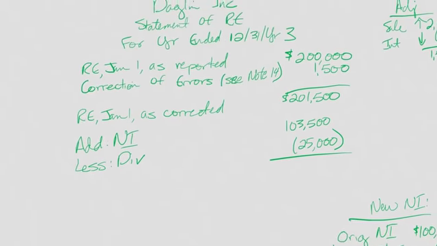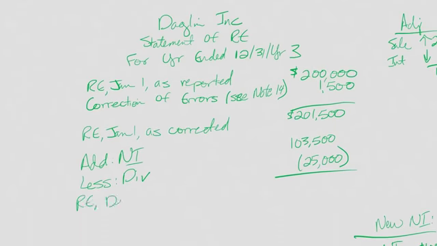So my retained earnings, December 31st, will be the $201,500 plus the $103,500 minus the $25,000, which gives me $280,000. And that's what happens if the year 3 books are still open. What happens if the year 3 books are still closed? Well, things are a little bit different. Luckily, I still go through and just look at the journal entries to see what is different or what happened.